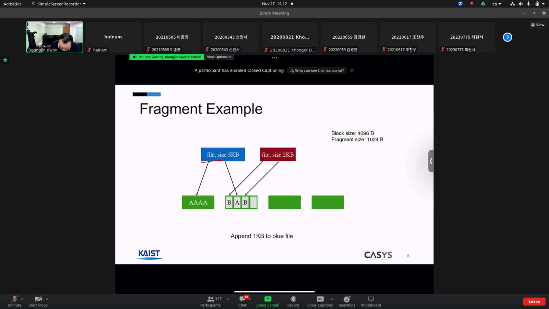Let's take a look at how fragments work. Let's say this file is 4 kilobytes and this file is 2 kilobytes, and the block size is 4 kilobytes and the fragment size is 1 kilobyte. Without fragments, it will allocate an entire 4 kilobyte chunk and only use 1 kilobyte. This is wasted. But with fragments, these blocks are split among different files, B, A. So these are fragments.